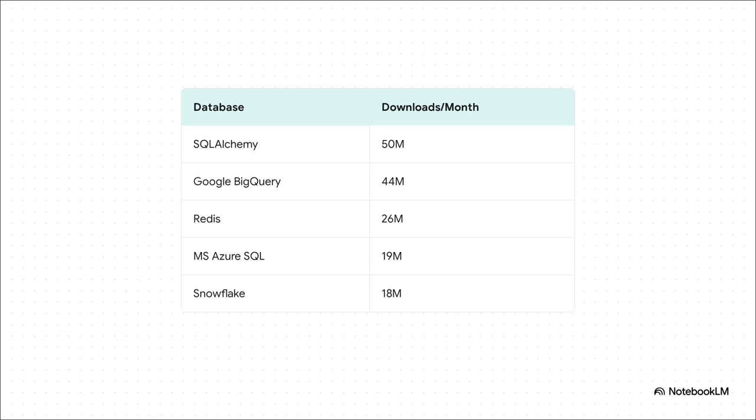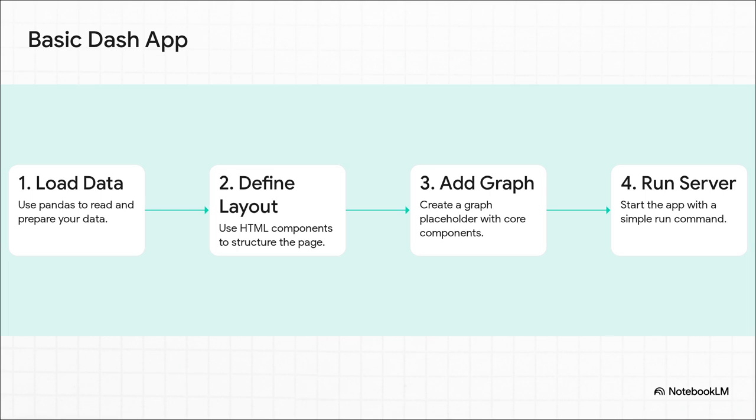BigQuery, 44 million. Snowflake, 18 million. The point is, whatever database you're using, odds are there's a rock-solid Python library for it. And that means your Dash app can connect to pretty much any data source out there. Now, I know building an app can sound intimidating, but Dash makes it surprisingly simple.